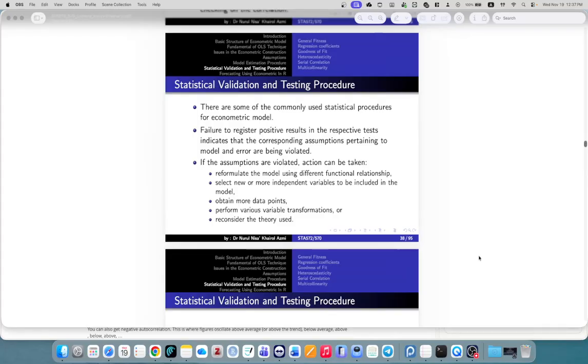And what if, even though you do the statistical validation and testing procedure, some of the assumptions might not be fulfilled by the models? There are several things that you can consider doing, such as reformulating the models using different functional relationships. You can select new or edit independent variables. But remember, you have to check the theoretical explanation behind the independent variables that you want to add in your models. And you can also obtain more data points, meaning that you increase your observations.